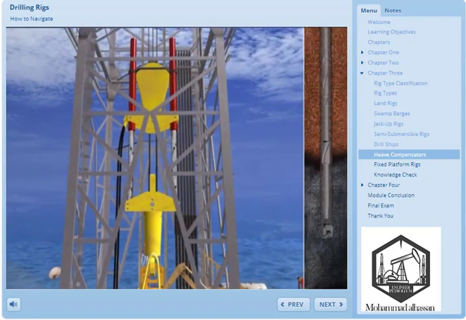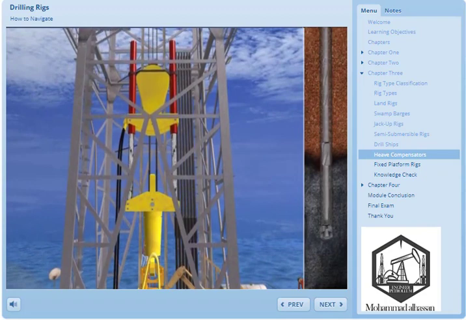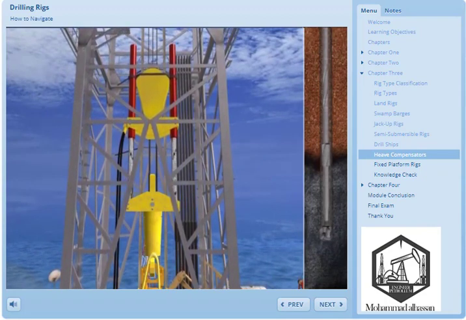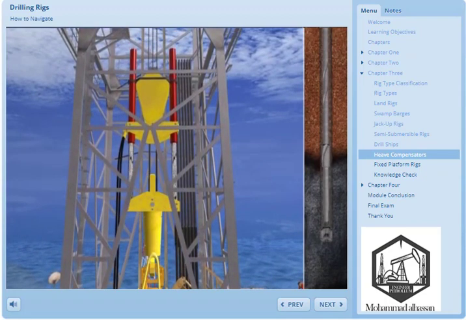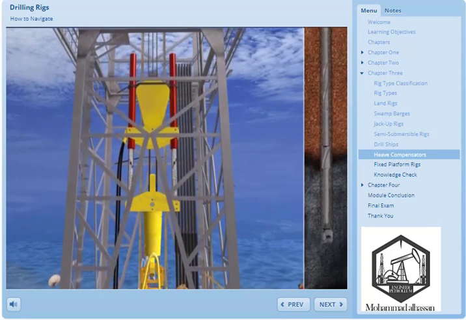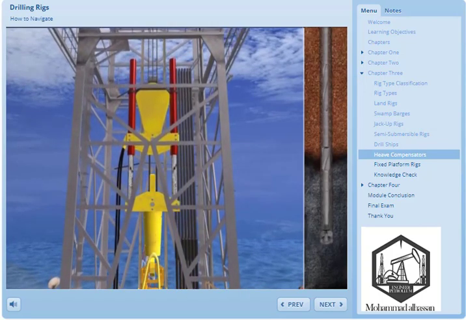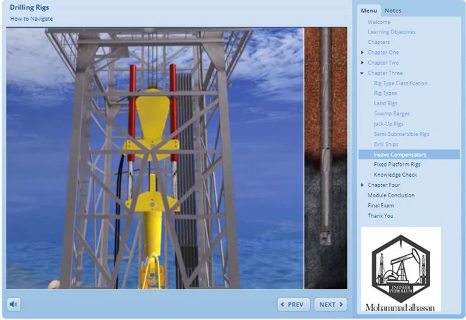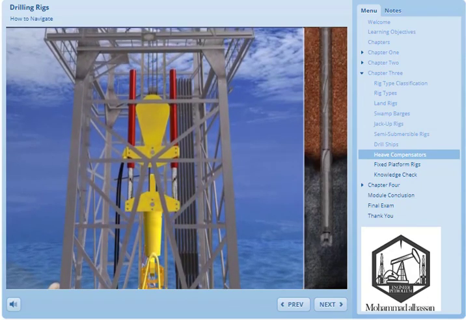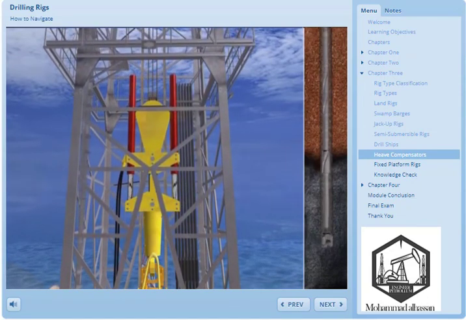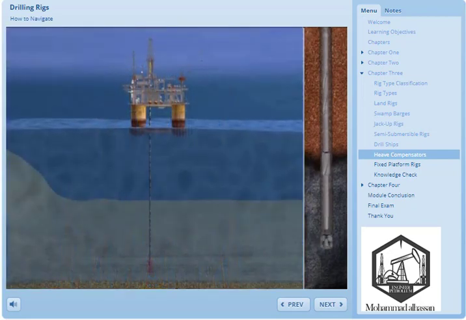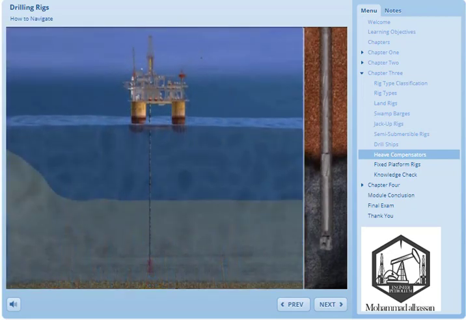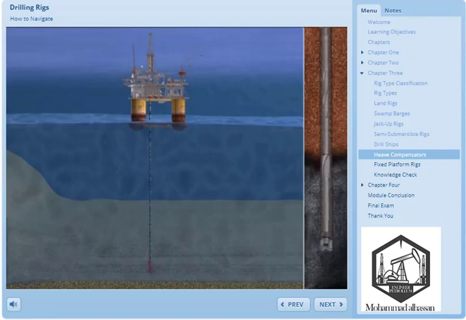Heave compensators are extremely large air-powered hydraulic jacks that change the distance between the travelling block and the crown block. They move instantaneously relative to the vertical movement of the drill ship or semi-sub. You can see the vessel movement and the way the heave compensator adjusts for this, maintaining the same weight on bit at the rig floor and no movement of the drill bit from the bottom of the hole.